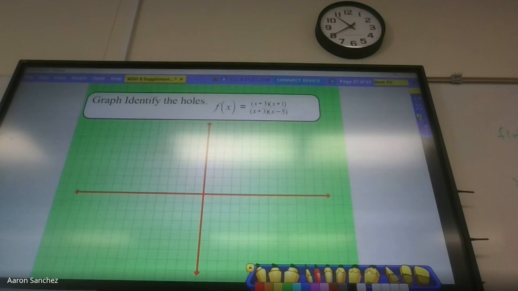In order to divide this, what do I have to do to this top one? Gotta multiply it out. You guys know how to multiply that out? Go multiply it out.